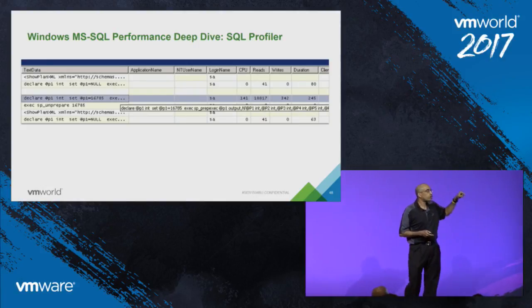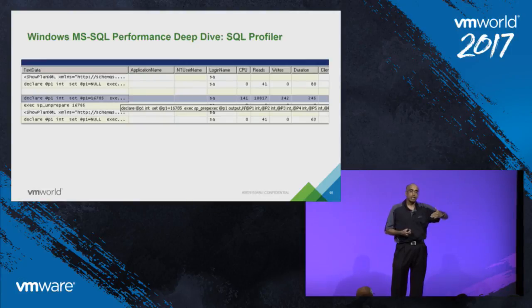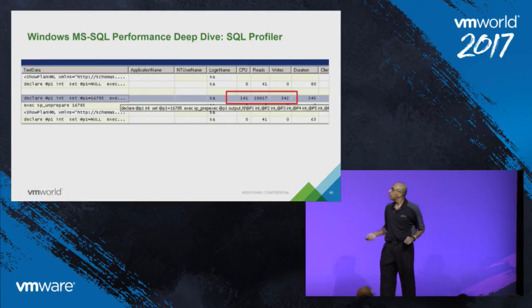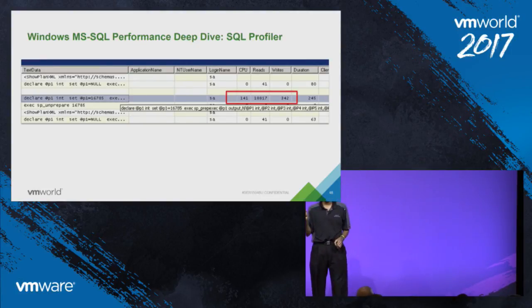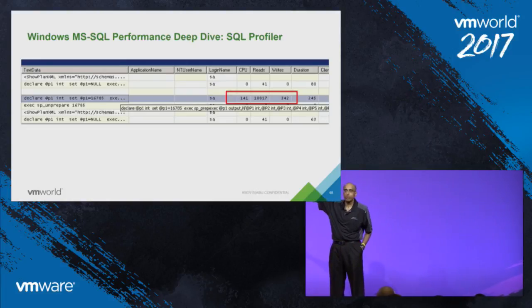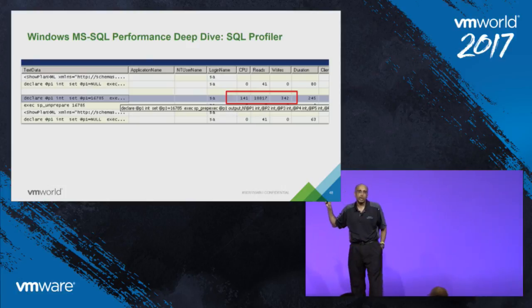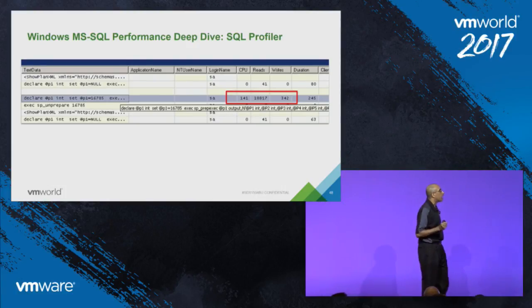And this SQL Profiler allows you to set a trace where you can see exactly what's going on. And what I look for is the CPU usage. Again, that's in terms of percent, so 141% is 1.4 cores. And then I look at the number of reads and the number of writes. If those numbers are really high, you might want to take a look at what that transaction is and figure out if it's written properly.